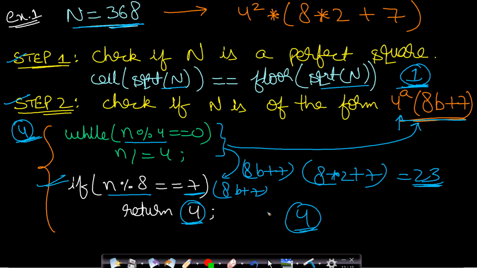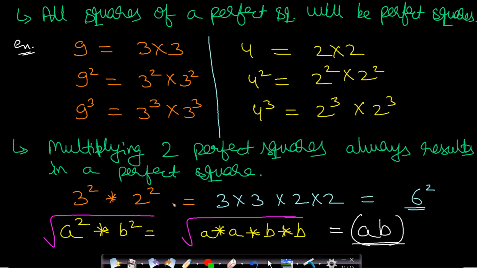So we have only covered two cases, for values 1 and 4. So I will show you more cases as well. The square of a perfect square will be a perfect square. This is very simple to understand, I think. Now the second point is that multiplying two perfect squares always results in a perfect square. So if you multiply 3 square into 2 square, this will be 3 into 3 into 2 into 2, which is nothing but 6 square.